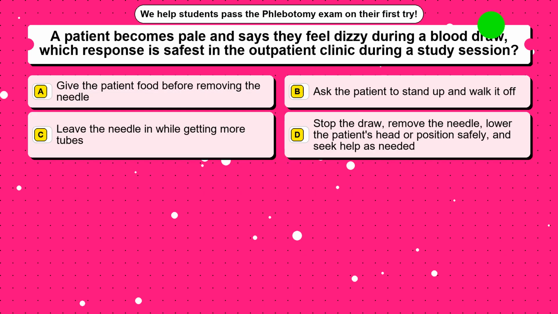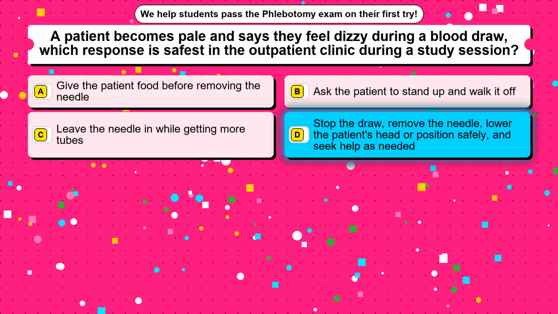Question 34. A patient becomes pale and says they feel dizzy during a blood draw. Which response is safest in the outpatient clinic during a study session? Option A. Give the patient food before removing the needle. Option B. Ask the patient to stand up and walk it off. Option C. Leave the needle in while getting more tubes. Option D. Stop the draw, remove the needle, lower the patient's head or position safely, and seek help as needed.